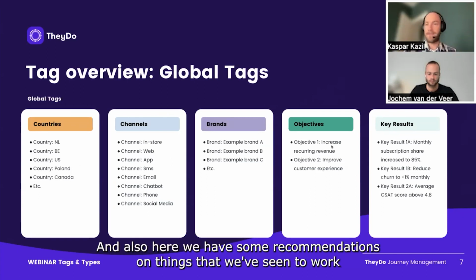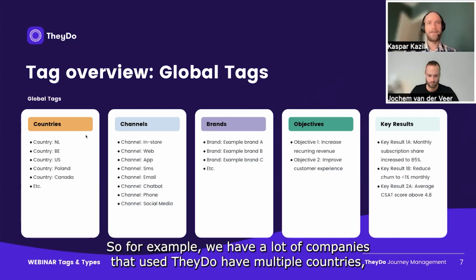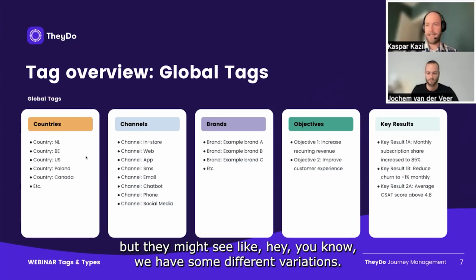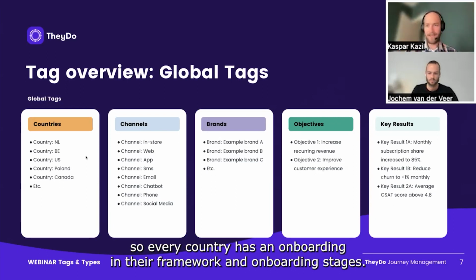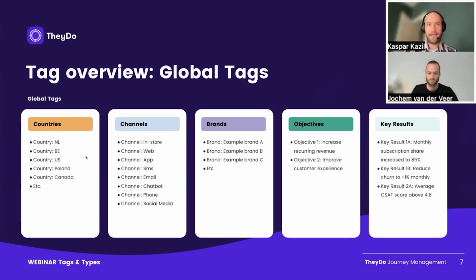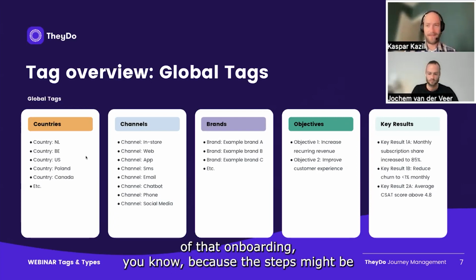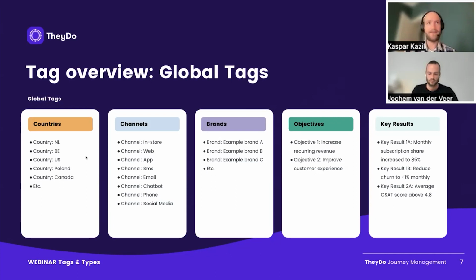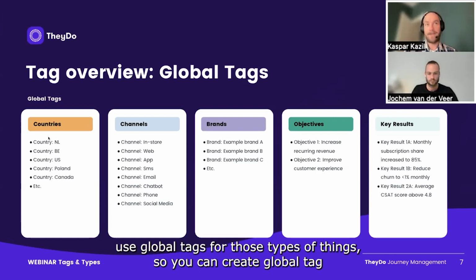And also here we have some recommendations on things that we've seen to work really well, some best practices. So for example, we have a lot of companies that use TheyDo that have multiple countries, but they might see, hey, we have some different variations. For example, there's an onboarding. So every country has an onboarding stage in their framework. But we see that every country has maybe a little different version of that onboarding, because the steps might be different based on local regulation or customs or whatever. So if you want to tag that, we would recommend to use global tags for those types of things.